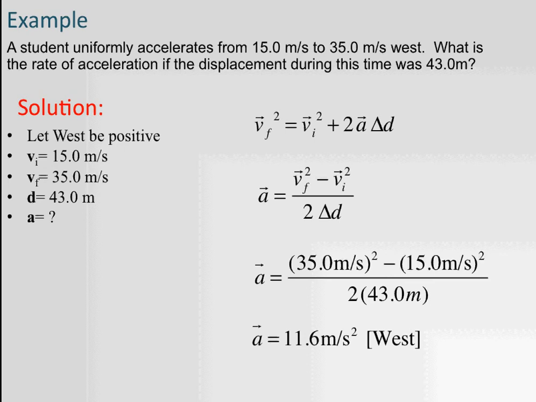The last step is to paraphrase. So write in a sentence saying the student acceleration is 11.6 meters per second squared west.